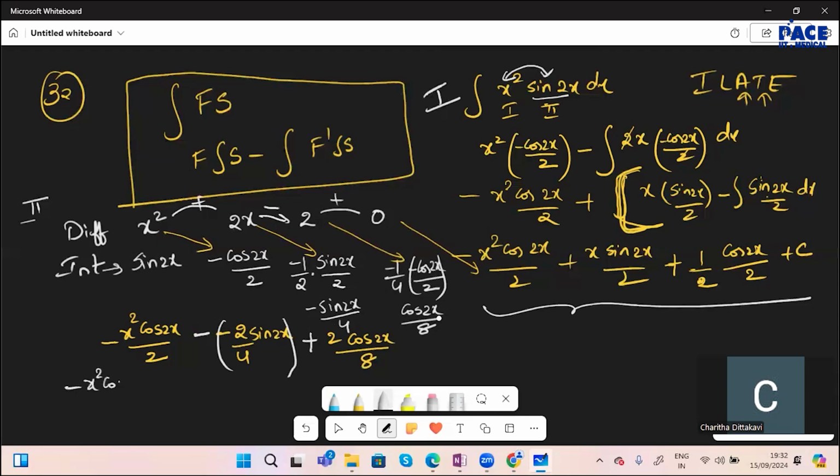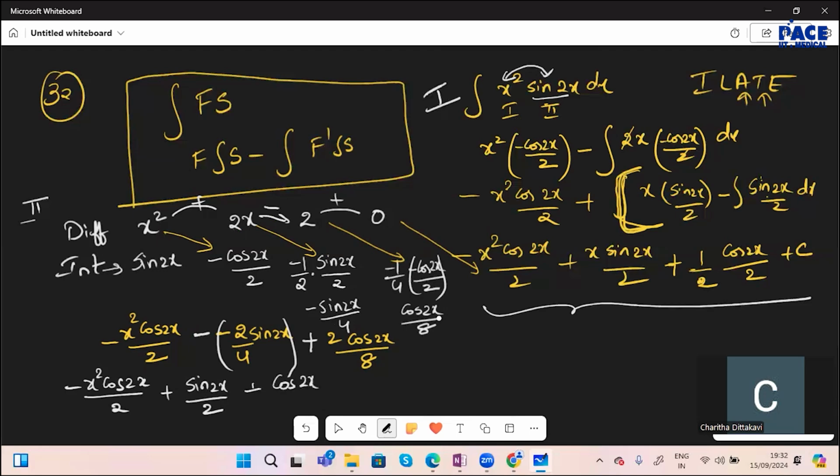So minus x square cos 2x by 2, minus of minus plus sine 2x by 2 again, isn't it? Because the 2 ones and 2 twos get cancelled, plus that is your cos 2x by 4. This also gets cancelled, 2 ones, 2 twos, plus c. Did we end up with the same answer as the earlier case? Right? So between method 1 and method 2, if you observe, method 2 is the best method to follow, isn't it?